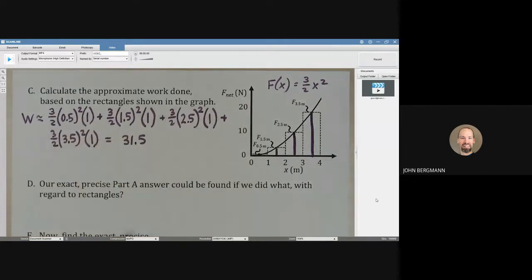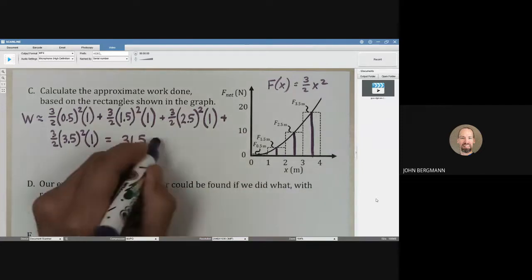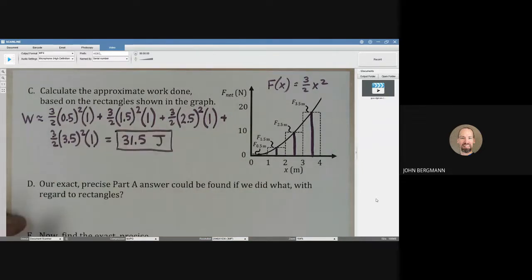31.5. Now what's going to be the unit on there? It's going to be newtons multiplied by meters, which is the same as joules. So that is the area between 0 and 4 meters whenever we use these 4 specific rectangles.